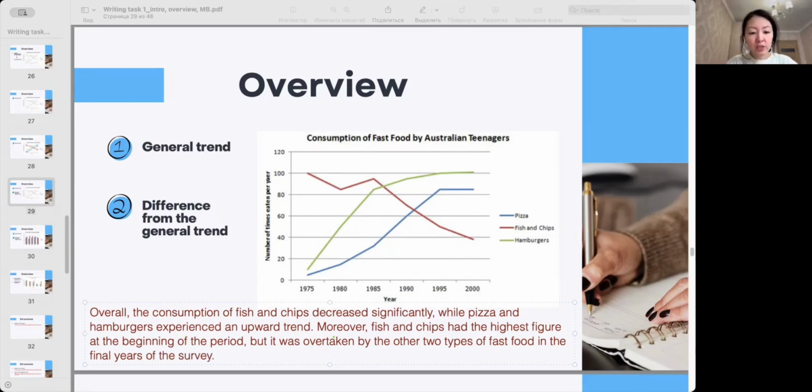So let me check. Overall, the consumption of chips, this is the first sentence. Moreover, fish and chips had the highest figure at the beginning of the period, but it was overtaken by the other two types of fast food in the final years of the survey. So, in my opinion, everything is perfect in terms of the content and so on. Of course, maybe you can improve it lexically and grammatically. For example, instead of writing decreased significantly, you can use a bit more advanced words like declined markedly, right? And maybe this overview will go for 8.0 band and so on.